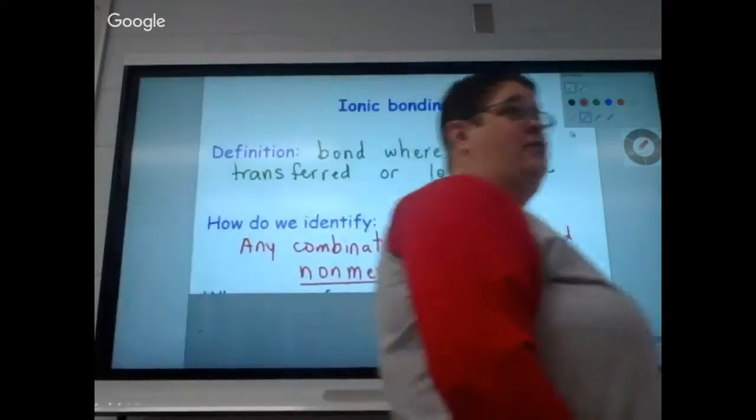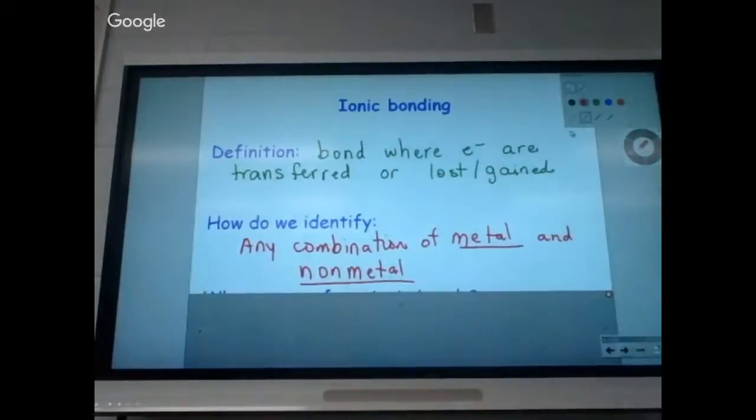Now, this is why I've been trying to get you to understand where metals are on the periodic table and where non-metals are on the periodic table. Because in a little while, I'm going to give you a sheet of elements, and you're going to have to cut them out and make 4 examples of ionic bonds. If you don't know where a metal is and where a non-metal is on the periodic table, can you do that? No.